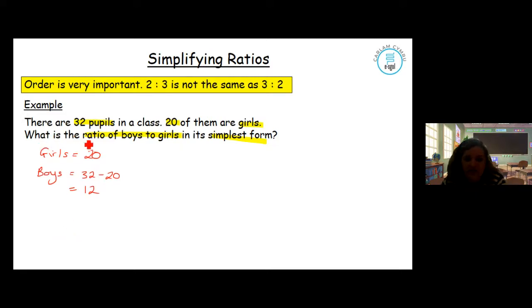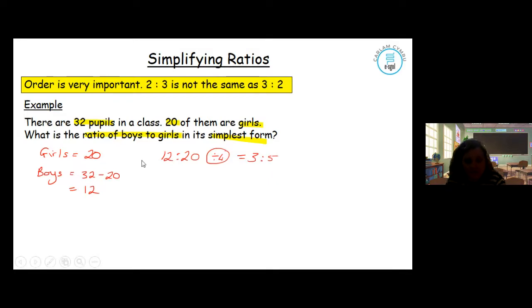And then it says, what is the ratio of boys to girls? Well, boys to girls means that I put them in that order. So boys comes first, so I would write that first. So I would write 12 here, then my colon for the ratio, and then the girls is 20. Just like we've done on the previous slides, we would now try and cancel this down. I know that these are in the 2 times table and they're in the 4 times table. So I'm going to divide them by the biggest one. I'm going to divide by 4, leaving me with 3 to 5 as my answer.